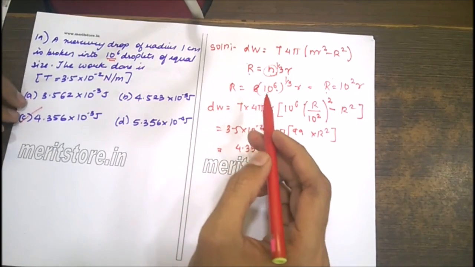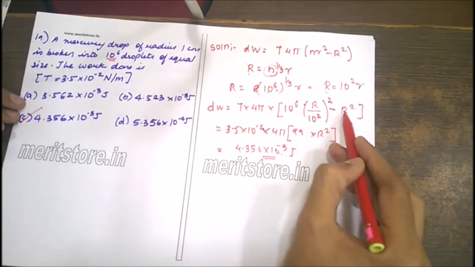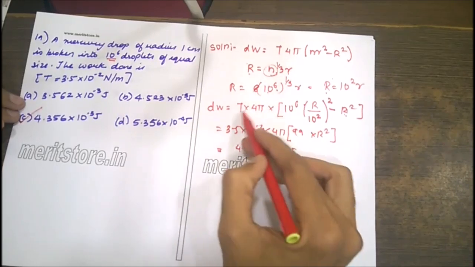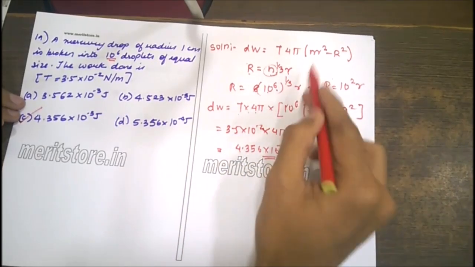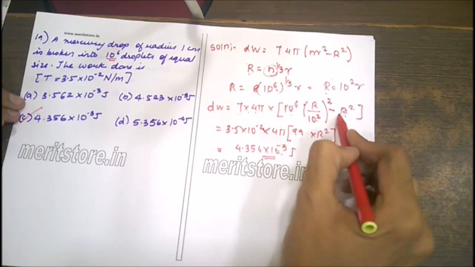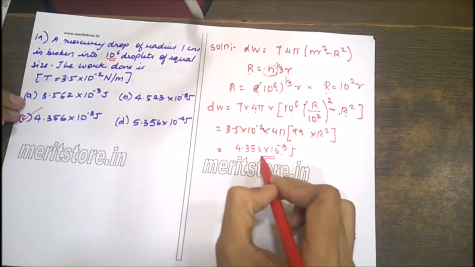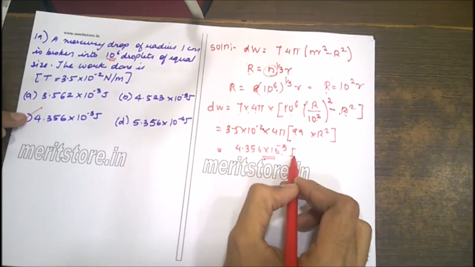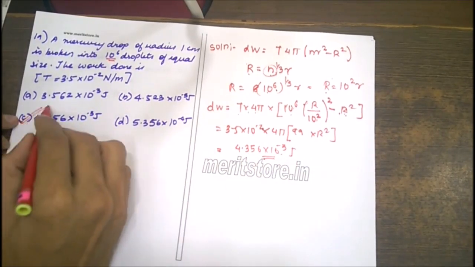The radius given is 1 centimeter, so here we will be applying 1. Now substituting the values in the above formula, T into 4 pi into 10 to the power 6 into r upon 10 to the power 2 the whole square minus r square. Applying this formula, we get the value as 4.356 into 10 to the power minus 3 joules. So C is the correct option.